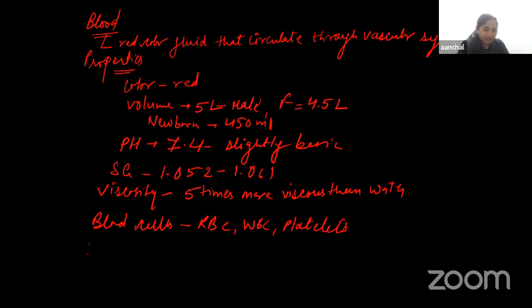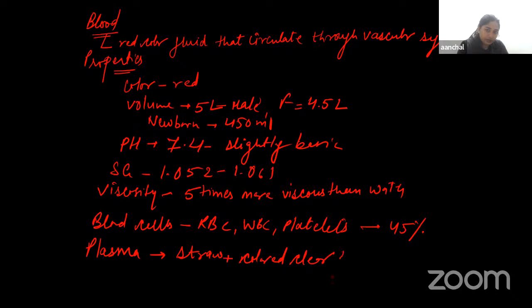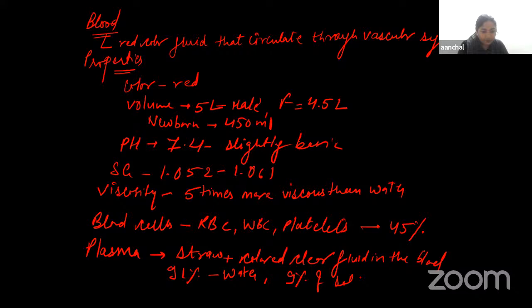Right? Then we have plasma. The cells, the formed elements, are only 45% and the plasma is 55%. So what is plasma? It is a straw colored clear fluid in the blood. Okay, and it contains 91% water and 9% solids.